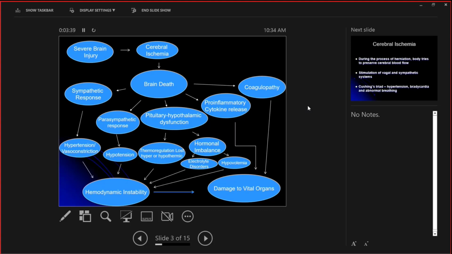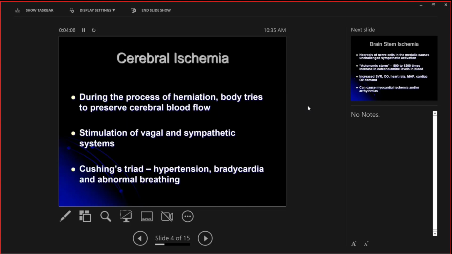The pro-inflammatory cytokine release causes direct injury to the vital organs, and those are the ones we'd like to transplant. And then you can also get a coagulopathy, which also causes damage to the organs, and it can infiltrate the organs with lots of little microthrombi that can cause significant dysfunction and render those organs not transplantable. From there, the primary issue we worry about is hemodynamic instability, which ultimately also causes damage to vital organs, and that's what we want to try to prevent.